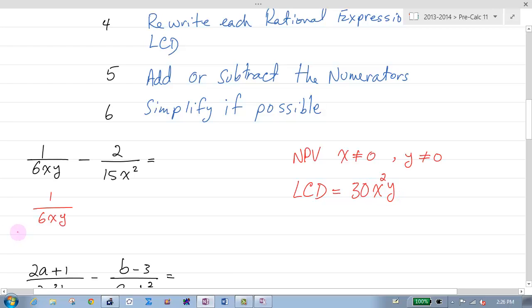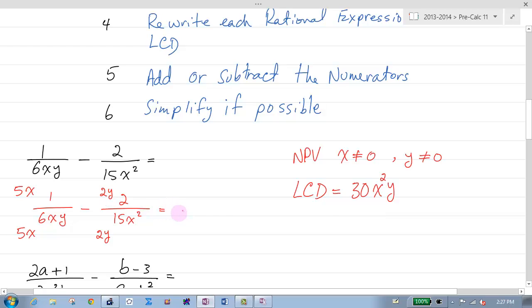Now, I established that the LCD is 30x squared y. What would I multiply 6xy by to achieve 30x squared y? I need to multiply it by 5x. If I multiply the bottom of a fraction by something, I need to multiply the top by the same thing. So I multiplied the numerator by 5x as well. For the second fraction, what would I multiply 15x squared y by to make it into 30x squared y? I multiply it by 2y, and I multiply the numerator by 2y as well.